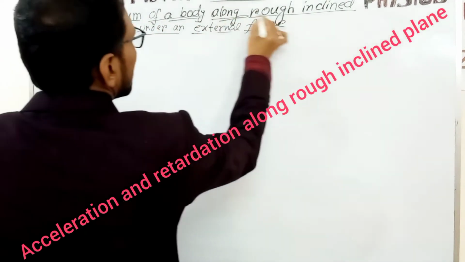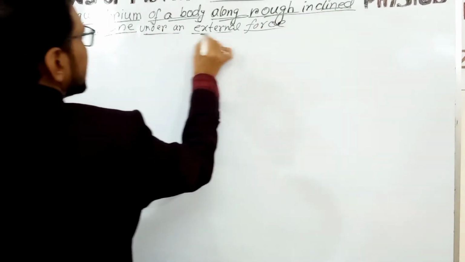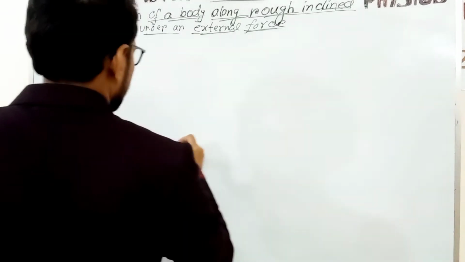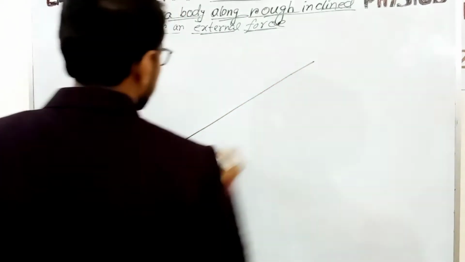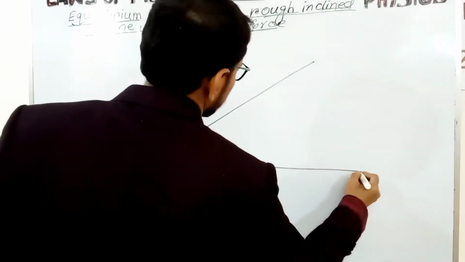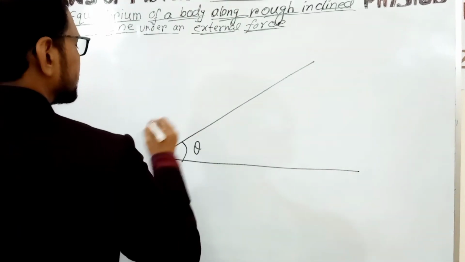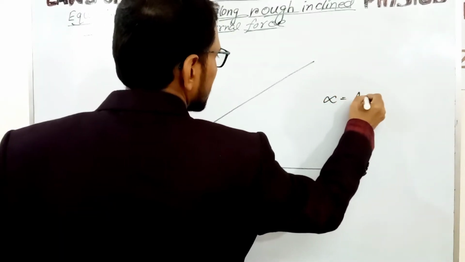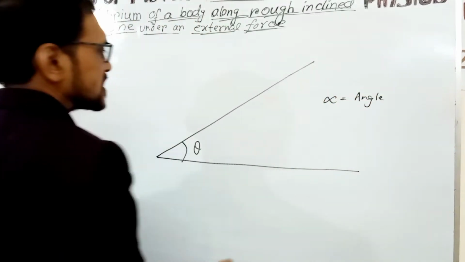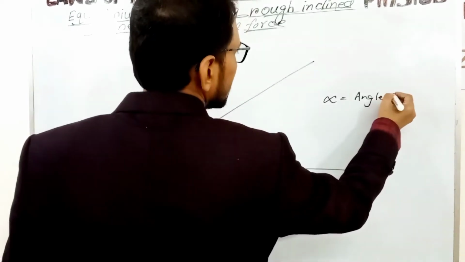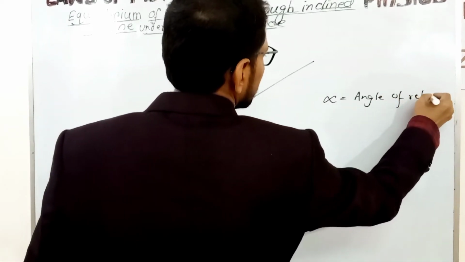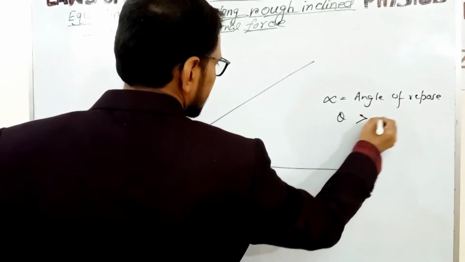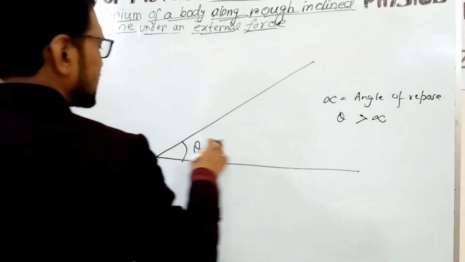Equilibrium of a body along a rough inclined plane under an external force. Suppose this is an inclined plane, angle of inclination is theta. Now alpha is the angle of repose. I have discussed what the angle of repose is in a previous video. Now consider angle theta greater than alpha.